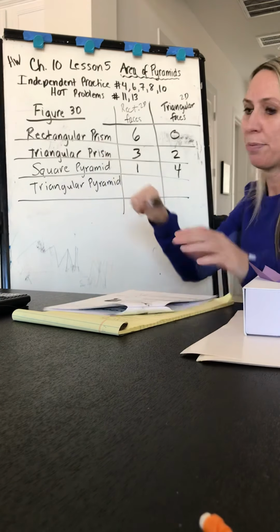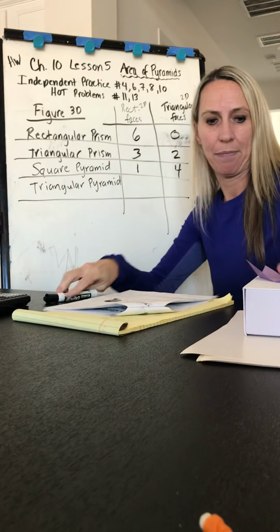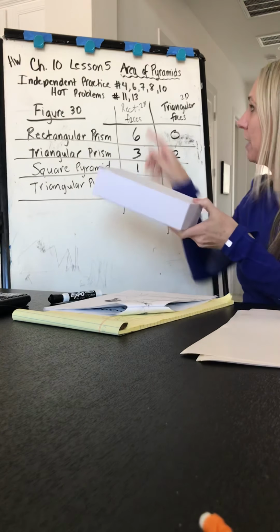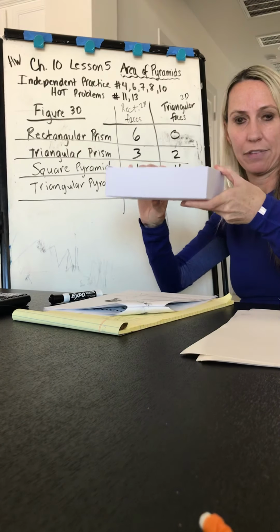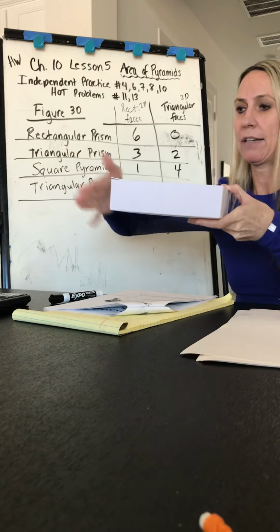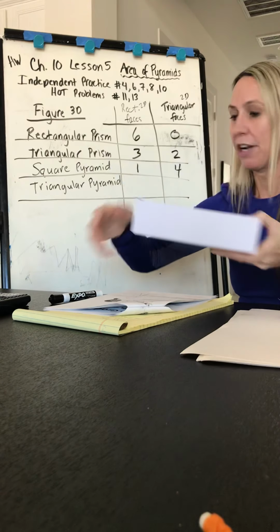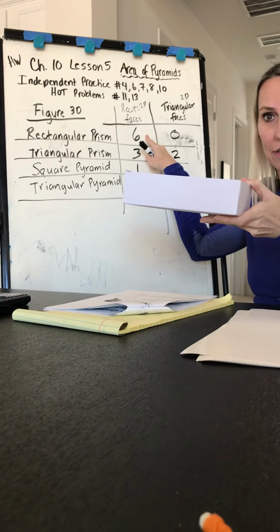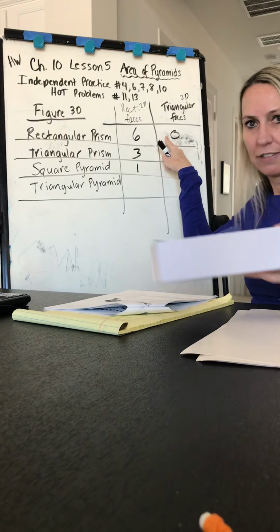So in a rectangular prism, which looks like this, the question is how many rectangular faces does this have? So 1, 2, front, back, side, side, top, bottom. So there are 6 rectangular faces, and there aren't any triangular faces on this one.